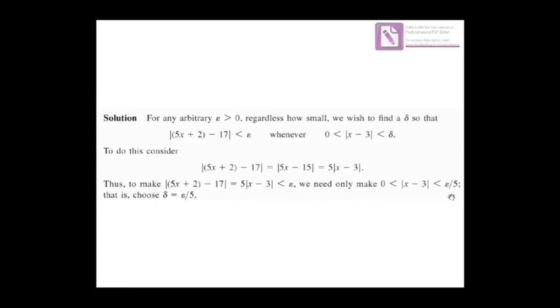So when we reach this step, we say choose delta is equal to whatever we have here, so it will be epsilon over 5.